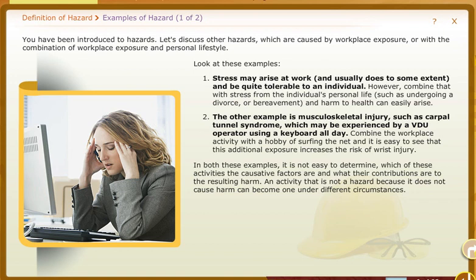The other example is musculoskeletal injury, such as carpal tunnel syndrome, which may be experienced by a VDU operator using a keyboard all day. Combine the workplace activity with a hobby of surfing the net, and it is easy to see that this additional exposure increases the risk of wrist injury. In both these examples, it is not easy to determine which of these activities are the causative factors and what their contributions are to the resulting harm. An activity that is not a hazard because it does not cause harm can become one under different circumstances.